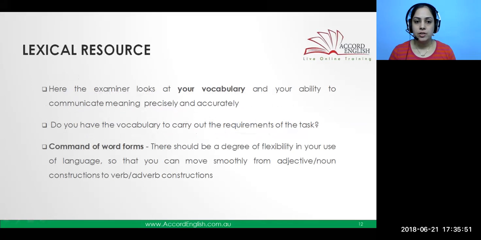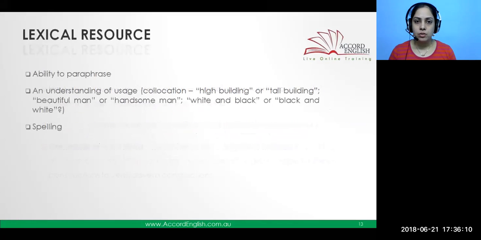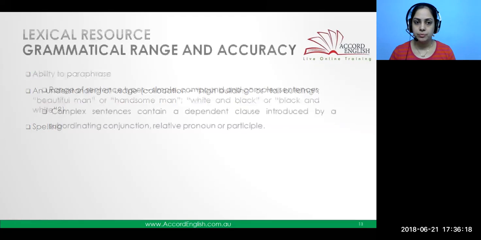Moving on to lexical resource, the examiner is judging your vocabulary. What kind of words are you going to put in your essay writing task? Whether you are able to communicate the meaning precisely and accurately is also being judged by the examiner. And whether you have a command of word forms, whether you're able to paraphrase, and whether your spellings are correct is also being judged by the examiner.